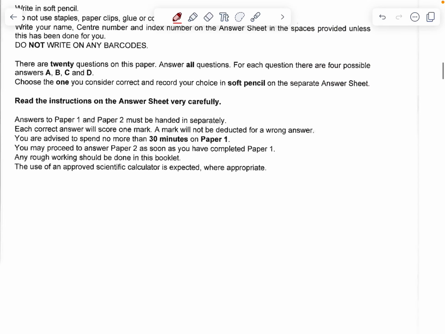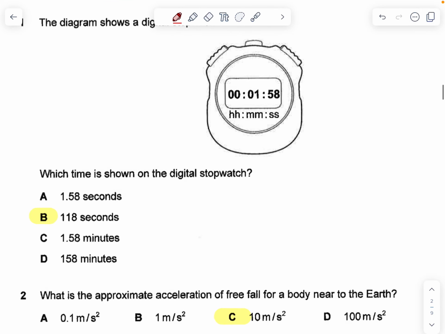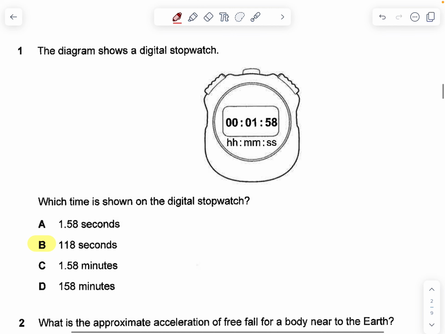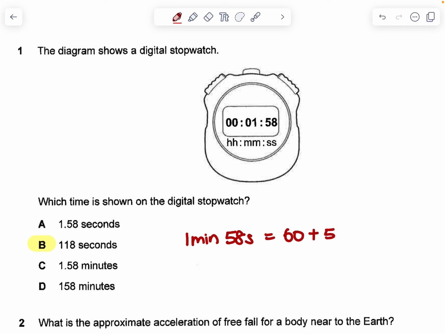2020, paper 1. Question 1. The diagram shows a digital stopwatch showing 1 minute 58 seconds. What is the time shown on the digital stopwatch in terms of seconds? 1 minute 58 seconds is equal to 60 plus 58 seconds, which equals 118 seconds.